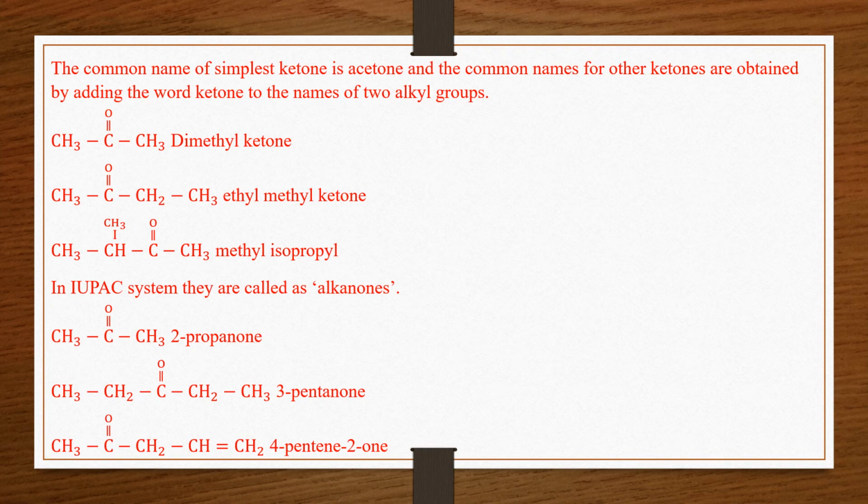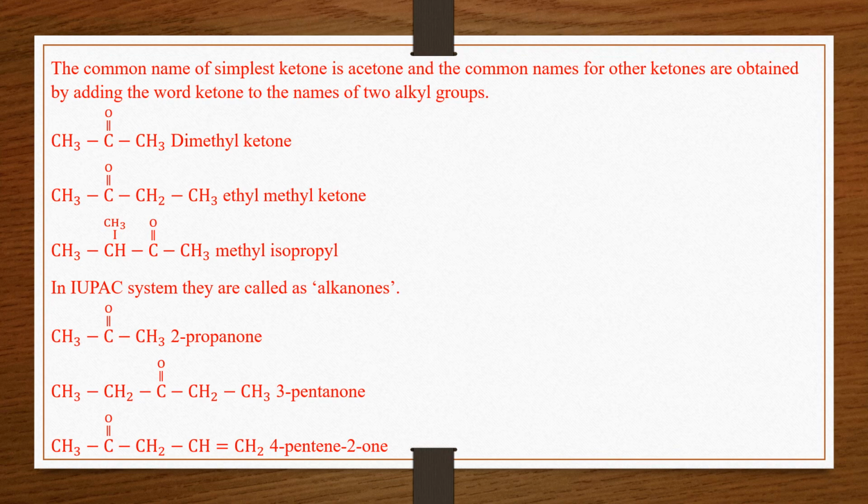Next, how to write the IUPAC names of these ketones? In the IUPAC system, ketones are called alkanones. A-L-K-A-N-O-N-E-S. Alkanones. Now, come to the examples. I have taken again here acetone or dimethyl ketone. How to write the IUPAC name of acetone? You now know the structure of it. CH3 C double bond O CH3.